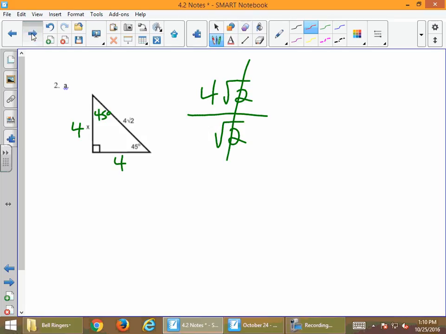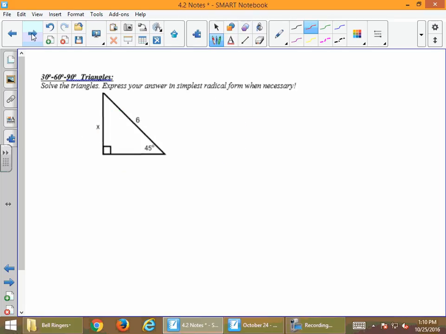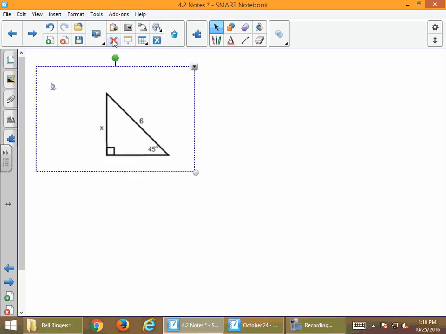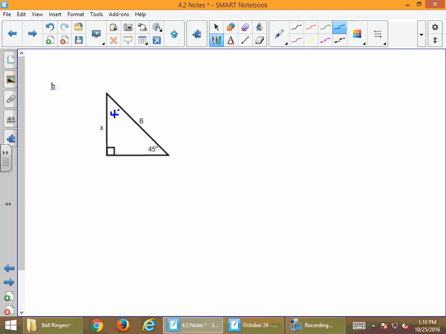All right, so this next one here. Going on to the next one. Still dealing with that 45, 45, 90. What piece was I given? Leg or hypotenuse? Hypotenuse. So that means I'm going from a big piece to a small piece. I divide. So divide by radical 2.